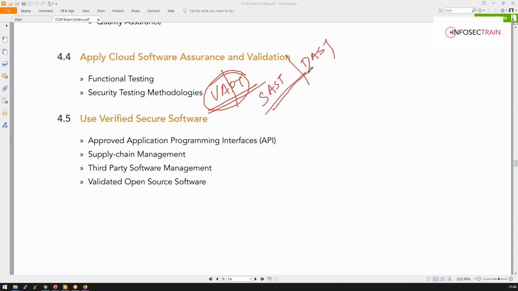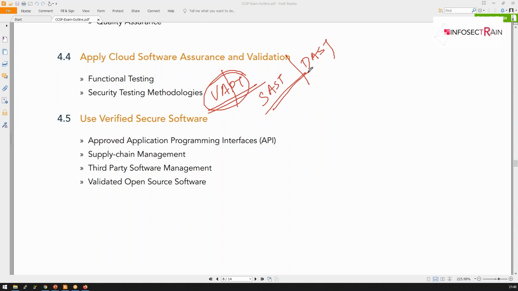SAST stands for Static Application Security Testing, and DAST stands for Dynamic Application Security Testing. The difference is when you do a SAST, you are verifying the code only. You are testing the code, that is what you call SAST. SAST is all about testing the code, and DAST is all about testing the application.